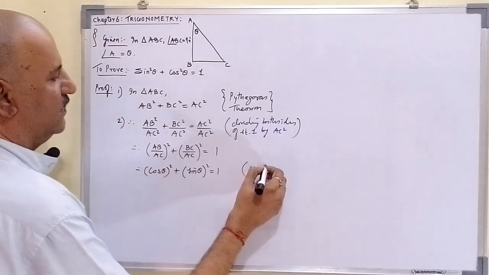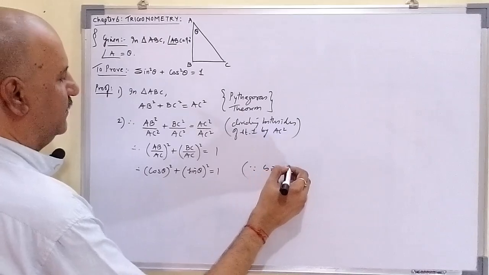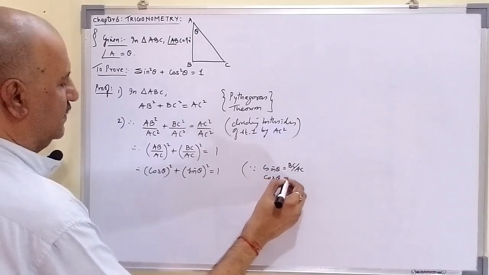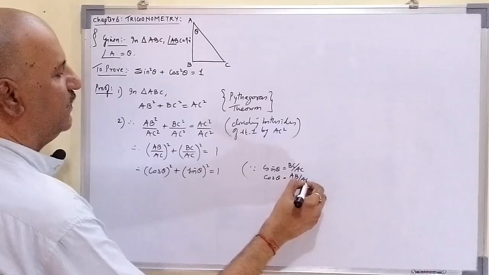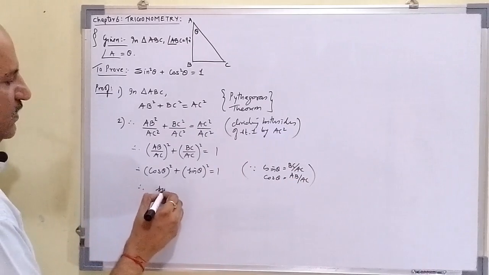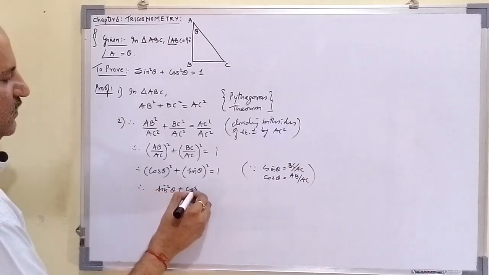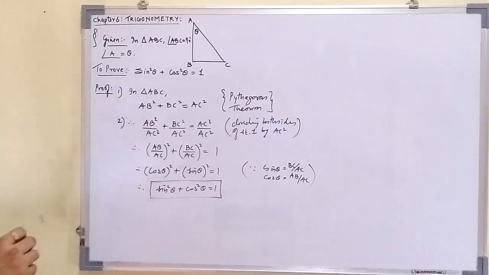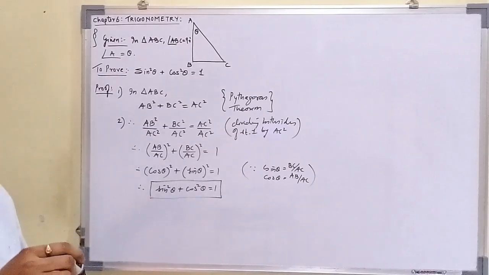Since sin theta is BC upon AC, cos theta is AB upon AC, therefore you can write sin square theta plus cos square theta equal to 1. Hence first part prove हो गया. First proof completed. Sin square theta plus cos square theta हो गया.